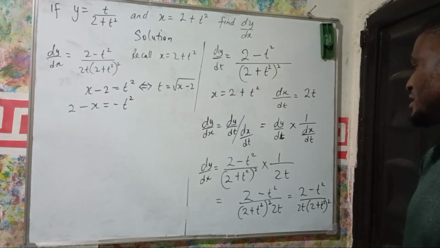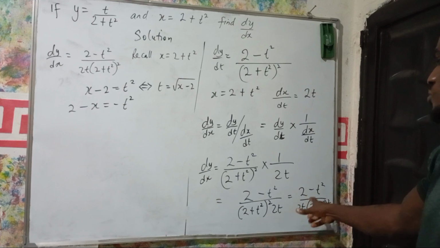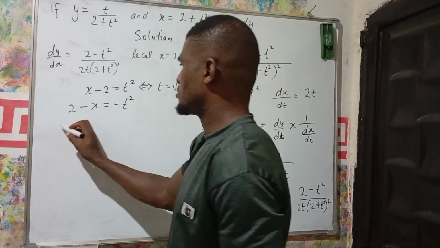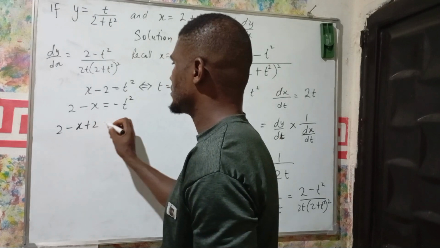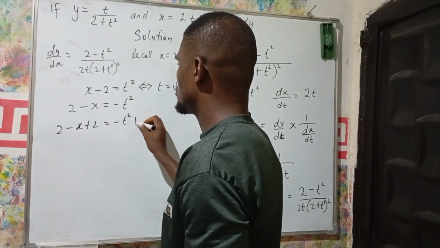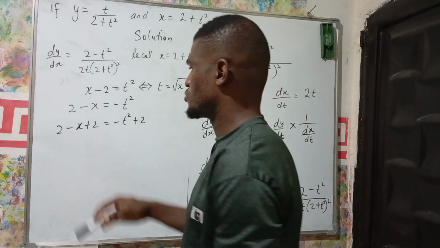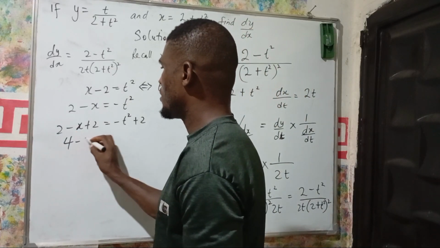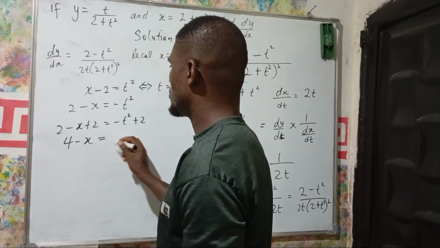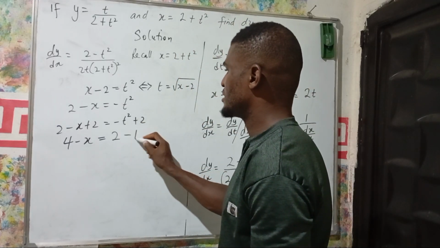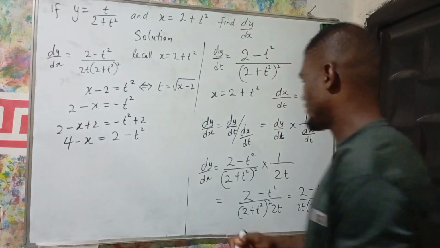Alright? So if that's negative t², to balance this we need 2. So we need to add 2 to both sides. So I'm going to add 2 to this side, and I'm going to add 2 to this side. Alright, so if I add 2 to this side, we now have 2 + 2, and 2 + 2 is 4 - x, and that's equal to, let's write the 2 first, a positive 2 and a negative t². Now that's what we have here.